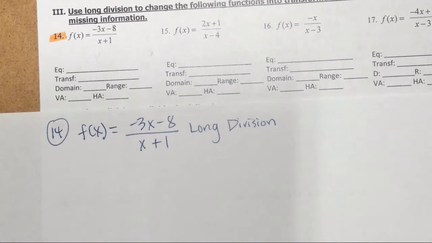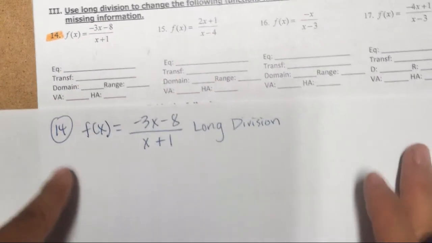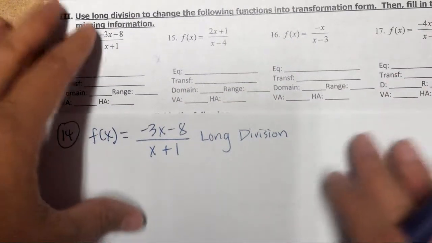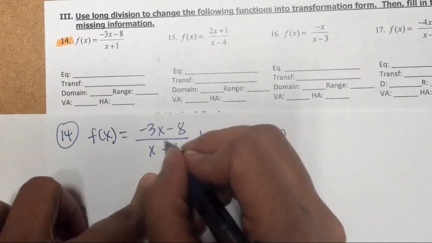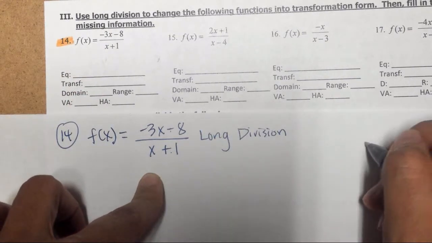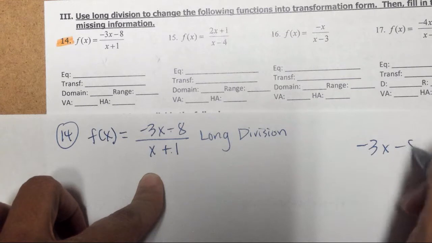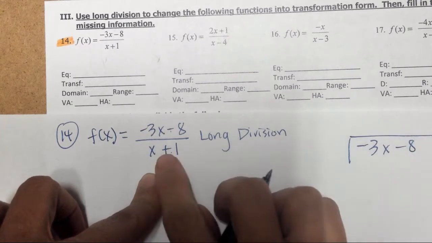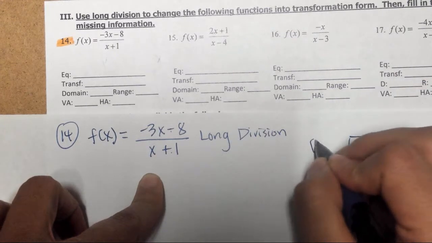So I'm going to go ahead and write that down. And it tells you specifically you have to use long division. Some of you might cheat and use synthetic, but we're going to use long. So it's top divided by the bottom. So the top guy, negative 3x minus 8, goes on the inside, and the one on the bottom goes on the outside of the radical.